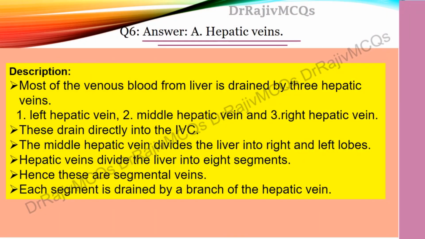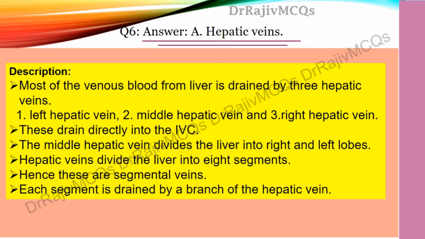The correct answer in question number 6 is option A. Most of the venous blood from the liver is drained by three major hepatic veins: left hepatic vein, middle hepatic vein, and right hepatic vein. These drain directly into the inferior vena cava. The middle hepatic vein divides the liver into right and left lobes. The course of the hepatic veins divides the four sectors of the liver into 8 segments.